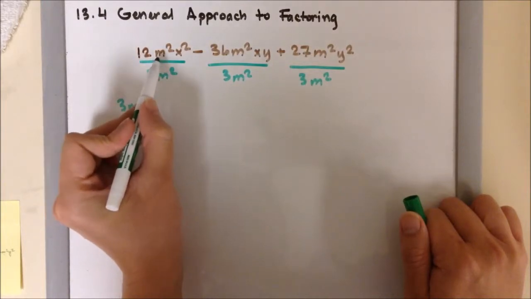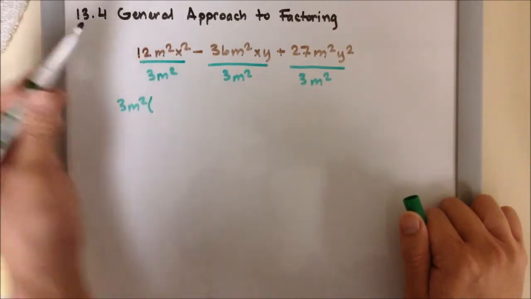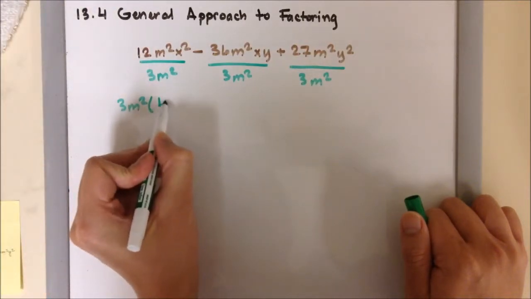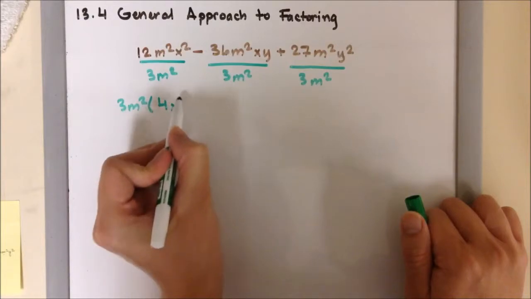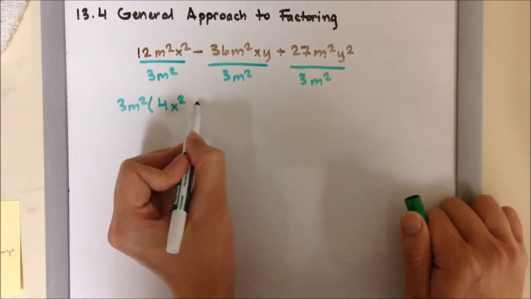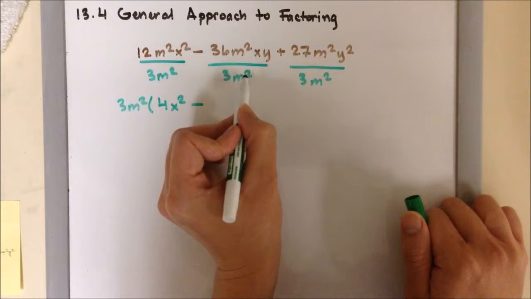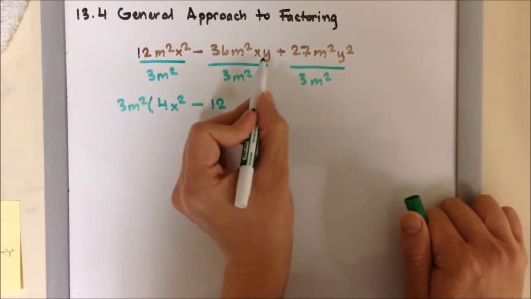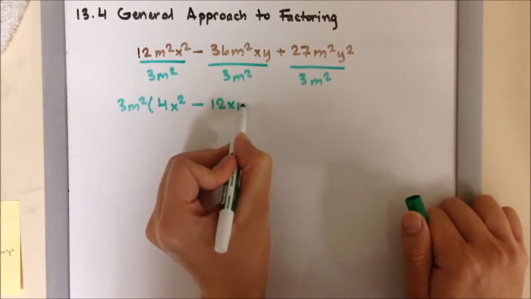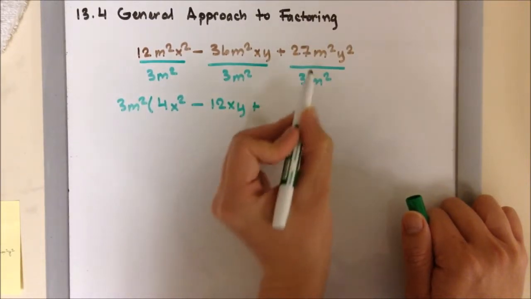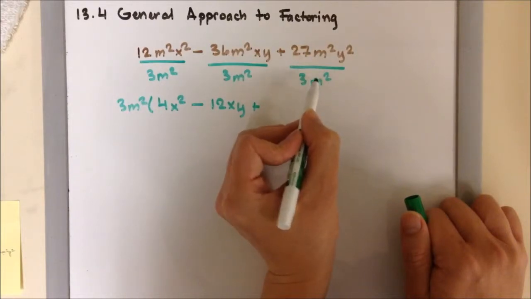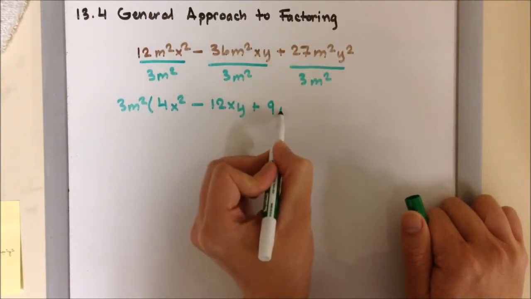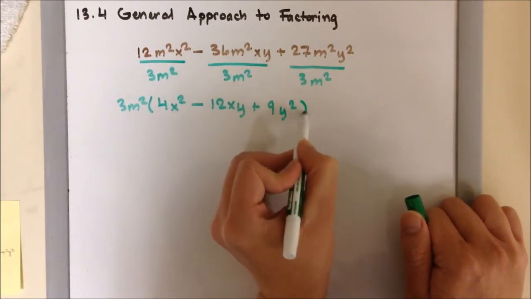So 12m squared x squared divided by 3m squared. The m squared will divide into 1. Next is 12 divided by 3, which is 4. Then I'm left with the x squared because I didn't divide it by anything else. And then minus, again, the m squared will divide into 1. 36 divided by 3 is 12. And then I'm left with the xy since I didn't divide it by anything. And then plus, again, m squared will divide into 1. 27 divided by 3 is 9. And I'm left with the y squared since I didn't divide that by anything. And then close parentheses.